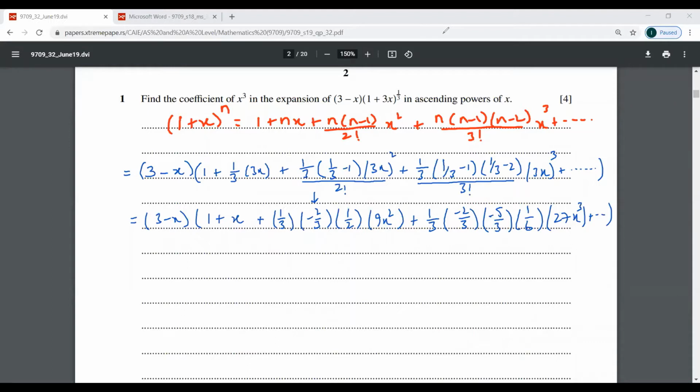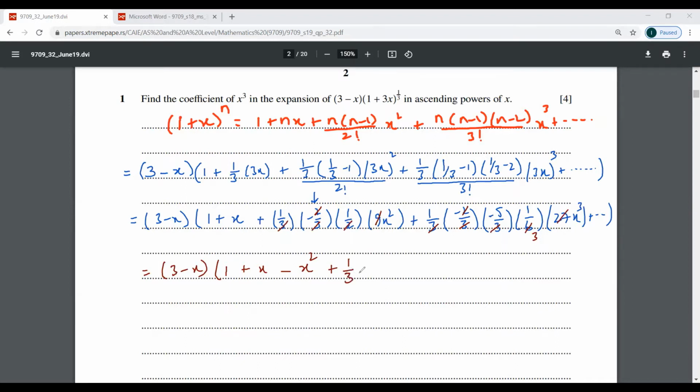Now let's simplify them as much as we can. So these 3s cancel out this 9 here. 2 cancels this 2 here. 3 into 3 into 3 is 27. And this 2 times 3 is 6. Okay, so we have 3 minus x, that is 1 plus x. And be very careful about the sign. There's just 1 minus over here. So we have minus x squared. And here we have minus into minus, plus. This is plus 1 over 3x cubed.